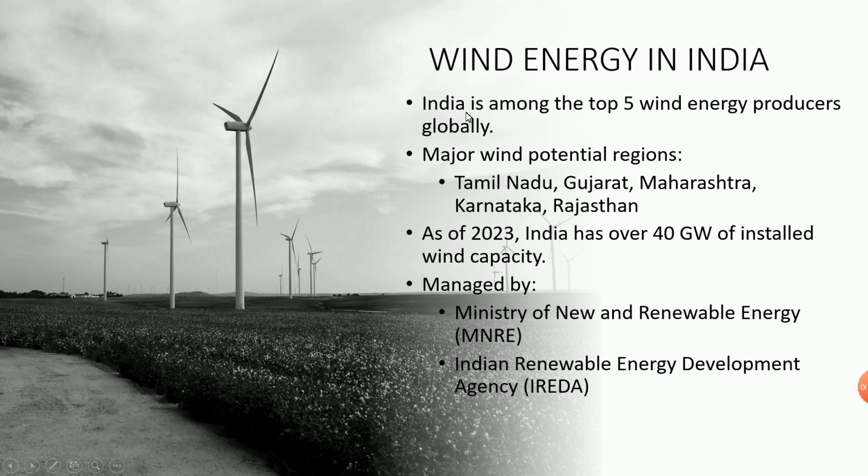So wind energy in India. India is among the top 5 wind energy producers globally. Major wind potential regions: see, the first itself Tamil Nadu, then Gujarat, Maharashtra, Karnataka, Rajasthan. As of 2023, India has over 40 gigawatts of installed wind capacity. So who manages all this? Managed by the Ministry of New and Renewable Energy, MNRE, and then the Indian Renewable Energy Development Agency, IREDA. So these guys manage all the turbines and all those things.